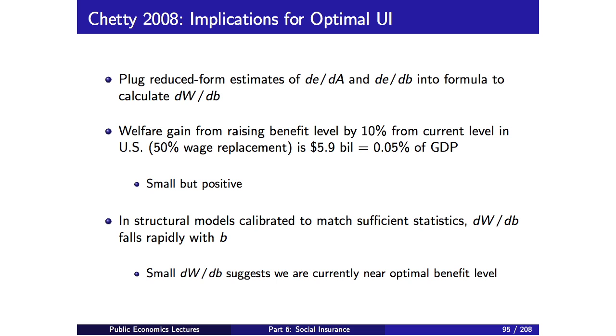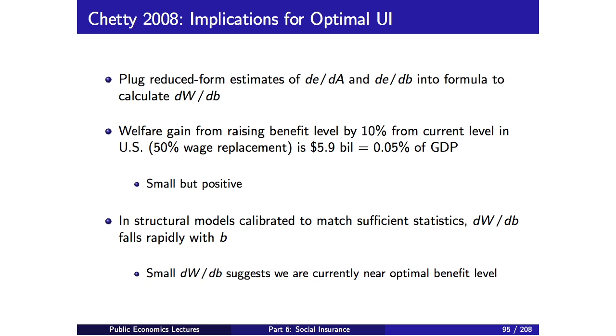What I find is that the welfare gain from raising the benefit level by 10% in the US relative to the current level, which is roughly a 50% wage replacement rate, is a small, very small, but positive number. And that's important. Positive is important because it says, if anything, the UI benefit level, if you think you have global concavity, which seems to be the case based on the simulations, is slightly below the optimum, because we're still on the upward sloping part of the inverted U. How far away are you from the optimum? Where exactly is the optimum?